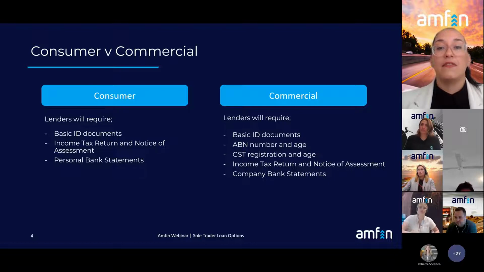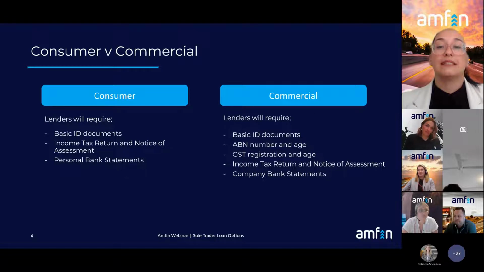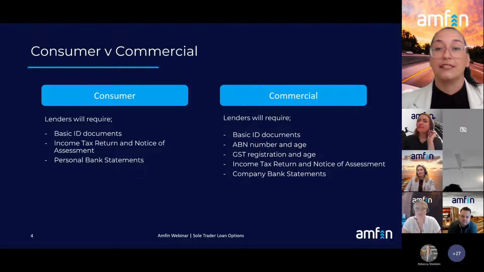Two key differences are that when a lender requires bank statements, consumer loans will request personal statements, and commercial loans will request company statements. Finally, for commercial loans, the GST and ABN age is required and will often dictate what policy is available for the client. To give you some insight, we have options for asset finance in the commercial space as early as 3 months or 1 year ABN and GST registered, whereas most lenders will not accept commercial loans until the ABN and GST is 2 years old.